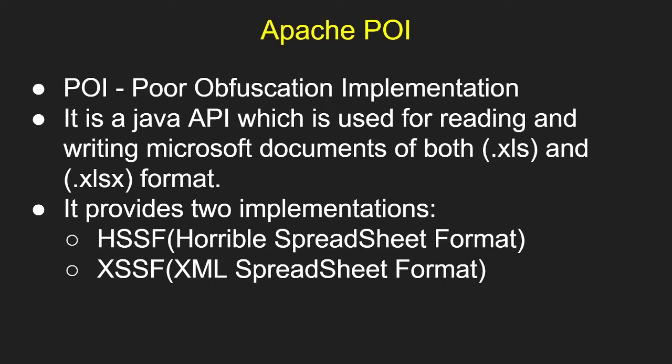To use this library, we need to add the jars in our workspace. How to add those, I will cover in the coming sections. However, I have provided the link to download the jar in the description below. As you can see, Apache POI provides two implementations, HSSF and XSSF. Now let's dive deep into what is there in these implementations.